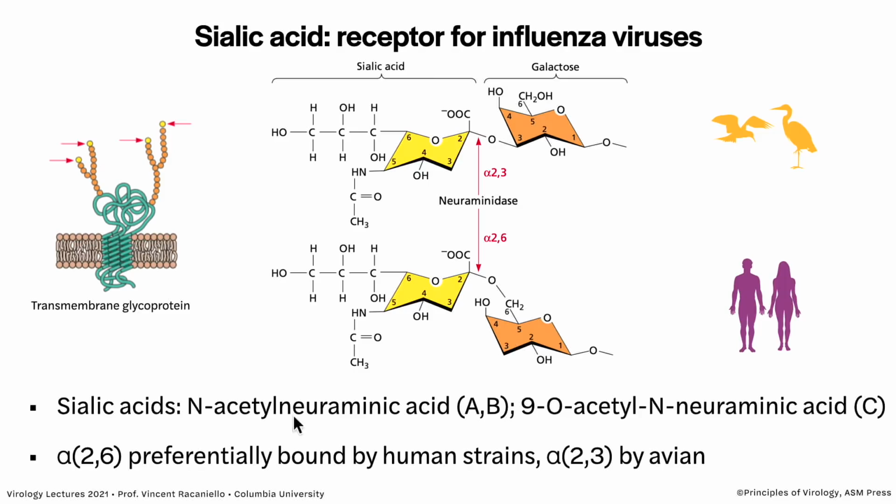The other thing I want to mention here, there are 3 different kinds of influenza viruses, and we'll hear more about this subsequently: A, B, and C. A and B bind a slightly different kind of sialic acid from influenza C viruses. The ones shown here are N-acetyl neuraminic acid, because there's an acetyl group here, C double bond O, CH3, on the nitrogen. The influenza C viruses bind 9-acetyl neuraminic acid.